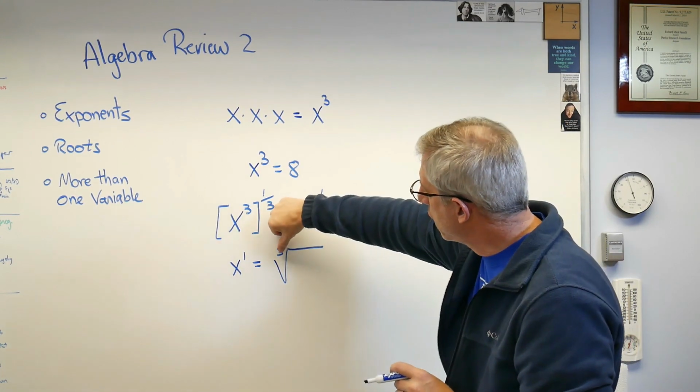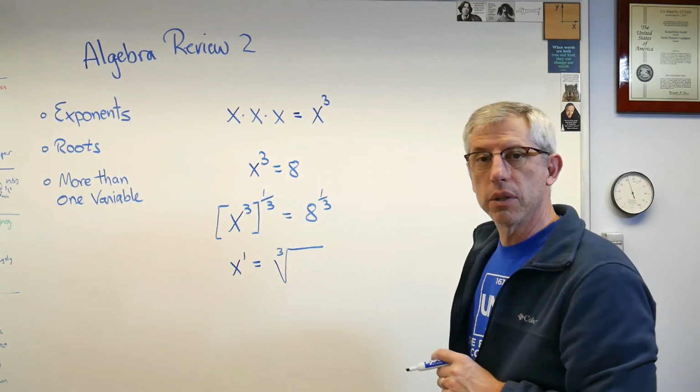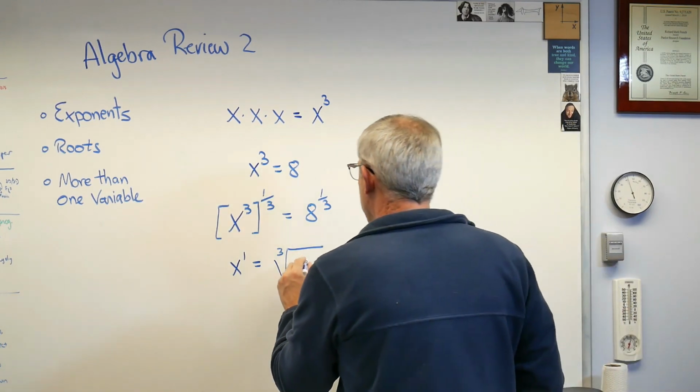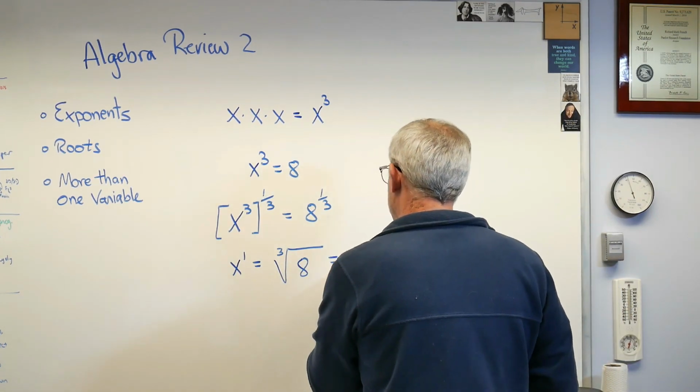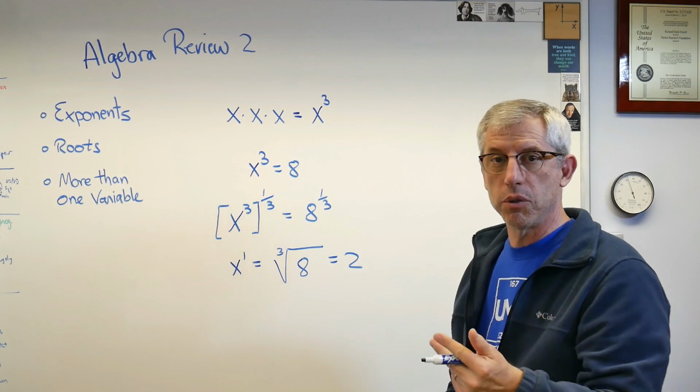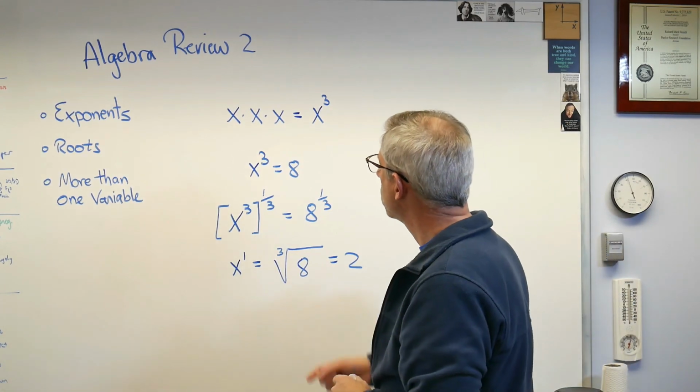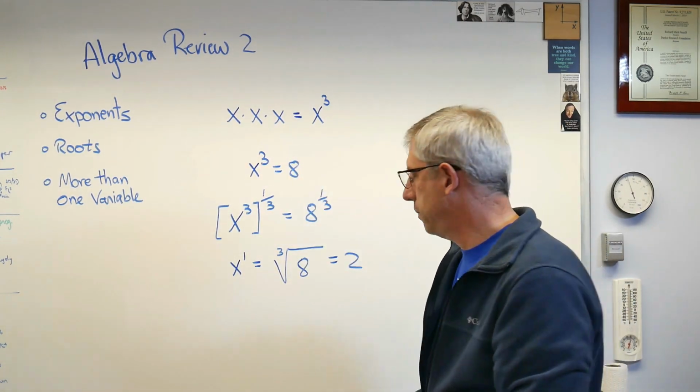If that 3 wasn't there, it would be a square root. If that 3 is there, it's called a cube root. Okay, and that's 2, because 2 times 2 times 2 is 8. So that's how you deal with exponents.